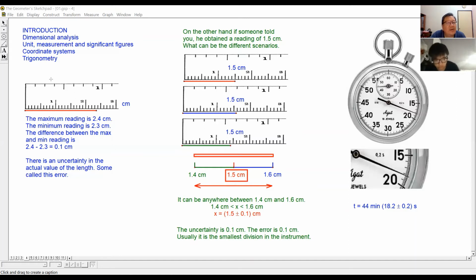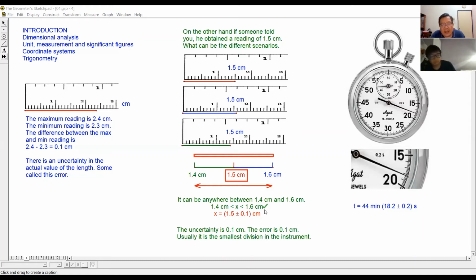Do you know how to use the inequality sign like that? The smaller number on the left hand side, the bigger number on the right hand side, then you have the less than symbol there. Now this shows you a range. The range is from 1.4 until 1.6. This is actually a range.